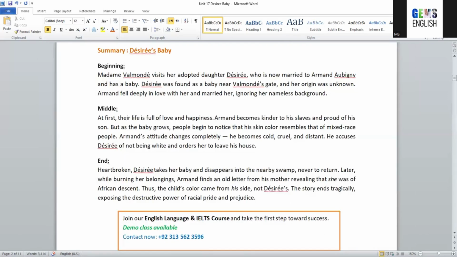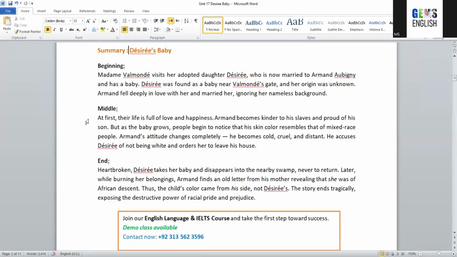Summary of the story. Desiree's Baby. Beginning: Madame Valmont visits her adopted daughter Desiree, who is now married to Armand Aubigny and has a baby. Desiree was found as a baby near Valmont's gate, and her origin was unknown. Armand fell deeply in love with her and married her, ignoring her nameless background.